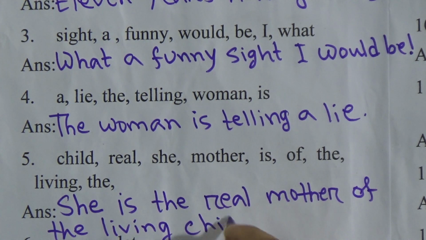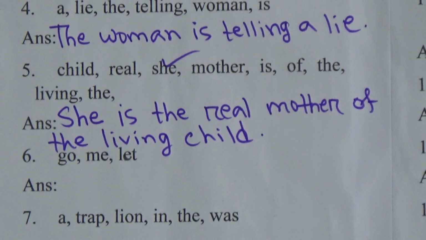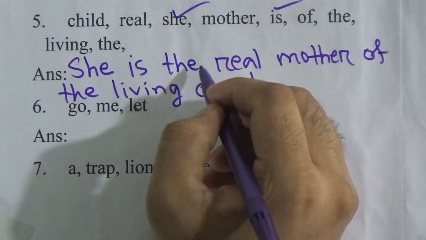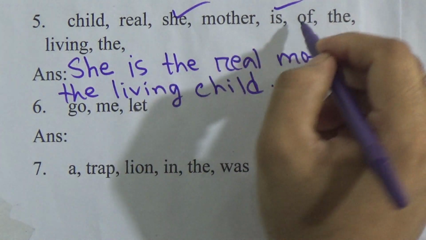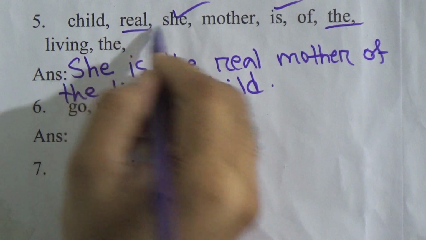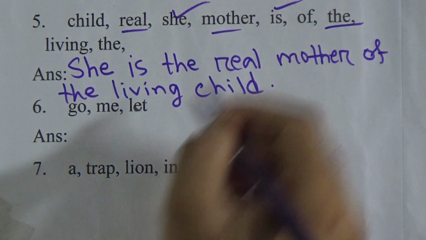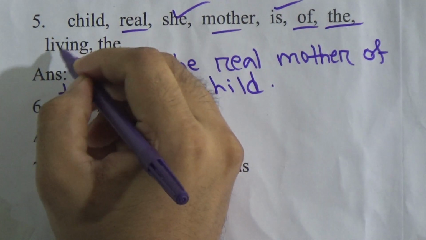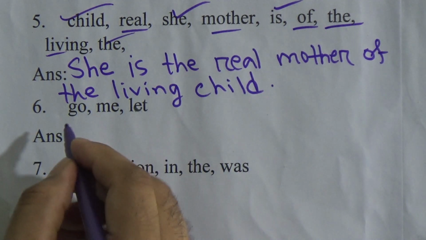Of the living child. So first of all, the subject is given here, then the auxiliary verb, be verb, and the object is the real mother. She is the real mother of what? The living child.